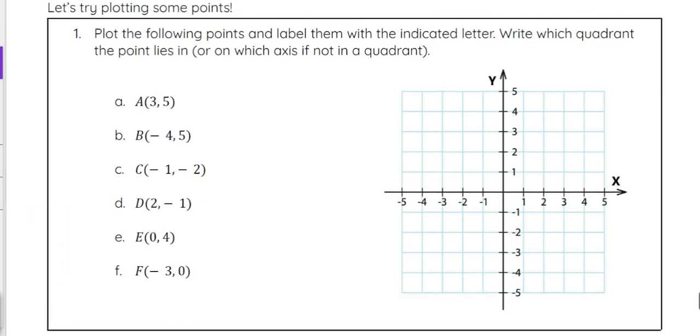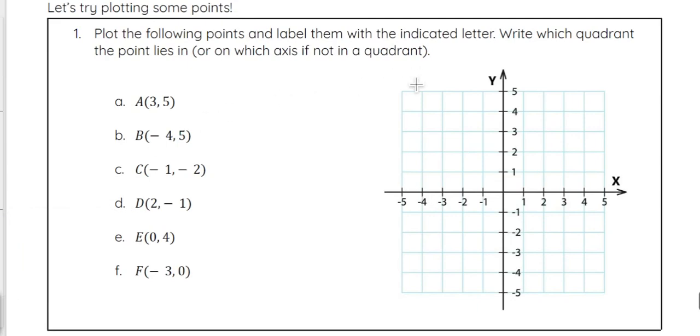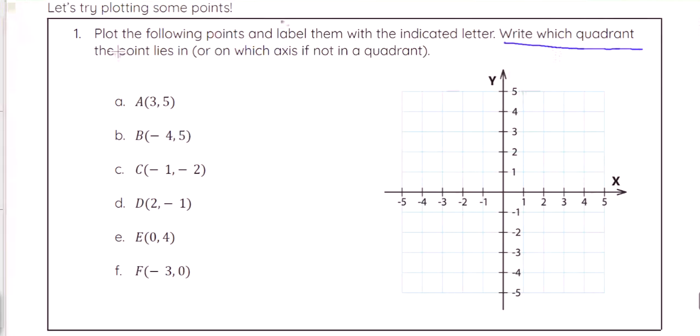So let's try plotting some points. If we look at this coordinate plane here, we see that we have an x-axis and a y-axis, and some numbers labeled along those. Let's start with point A, and we'll work our way down to F, and plot each of these. Additionally, they want us to write each quadrant that the point lies in, or if it's not in a quadrant, which axis it lies on, x or y.